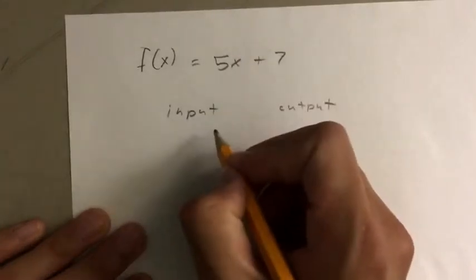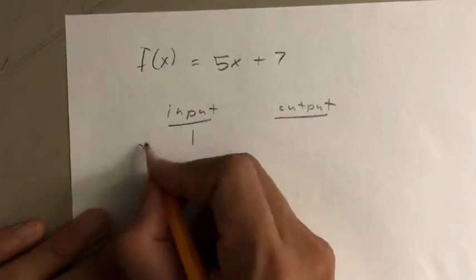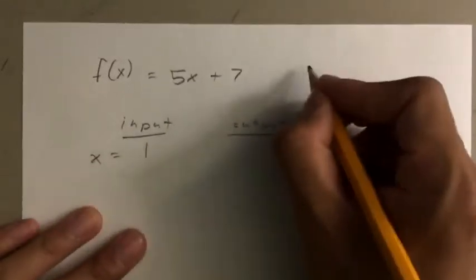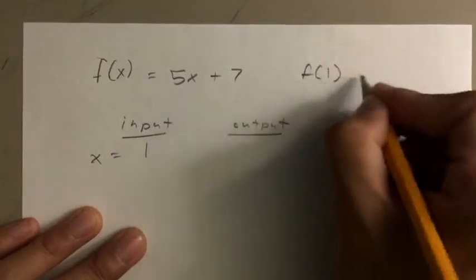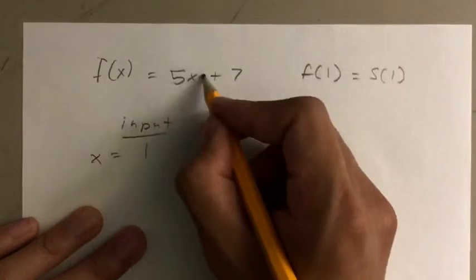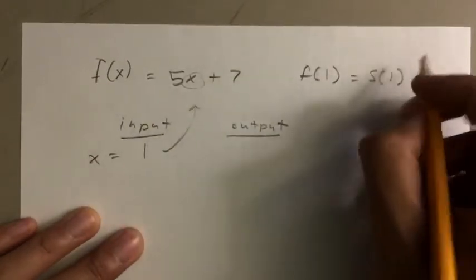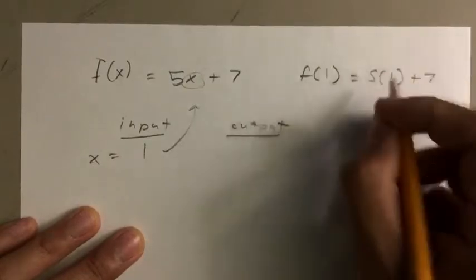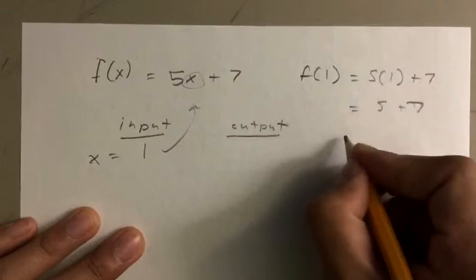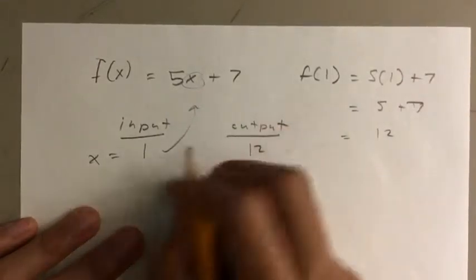So we have our input. I'm going to say our input is going to be 1. So that means x is going to equal 1. So for this function, I'm going to put in 1. So f of 1 equals 5 times 1. Every time you see x, I'm replacing it with 1 here. 5 times 1 plus 7. And that's just 5 plus 7. And that's 12. So our output is 12.